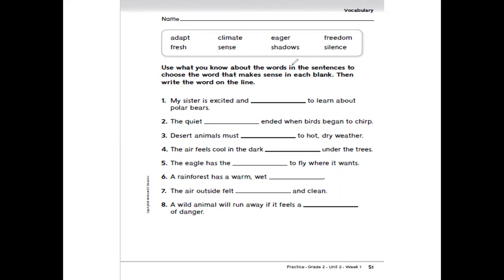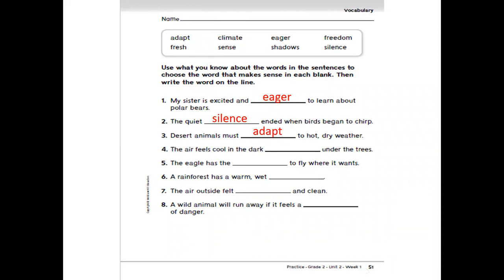My sister is excited to learn about the polar bear, so she is excited and eager. So excited means to be worked up and eager means to want to do something very much. The quiet ended. The quiet what? The quiet silence. Quiet and silence have the same meaning. The quiet silence ended when birds began to chirp. Desert animals must adapt to hot, dry weather.